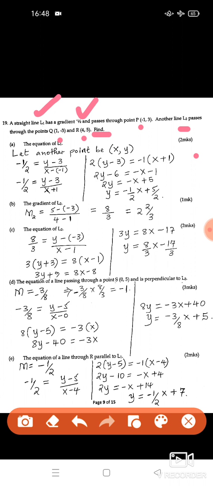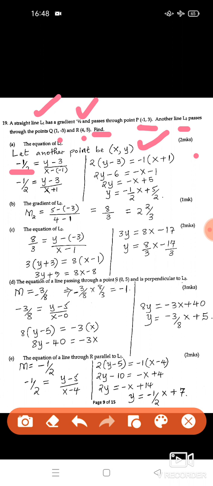Let us start with part A, the equation of L1. So L1 is having a gradient of negative half, and it is passing through P, which is negative 1, 3, as indicated. Therefore, for us to express the equation of this line, we need to let another point to be xy. So that now we re-express this gradient using the gradient itself, the provided coordinate, and now the coordinate we are letting to be xy.